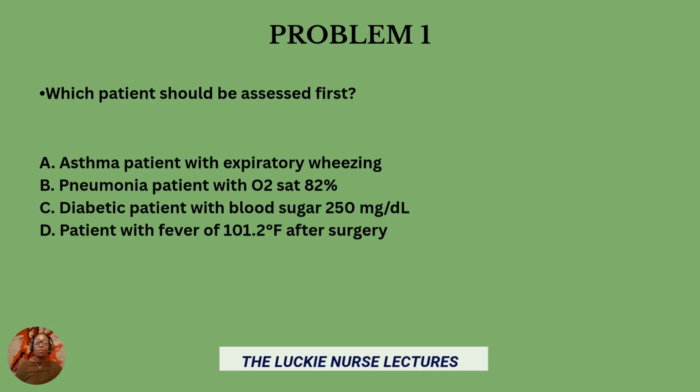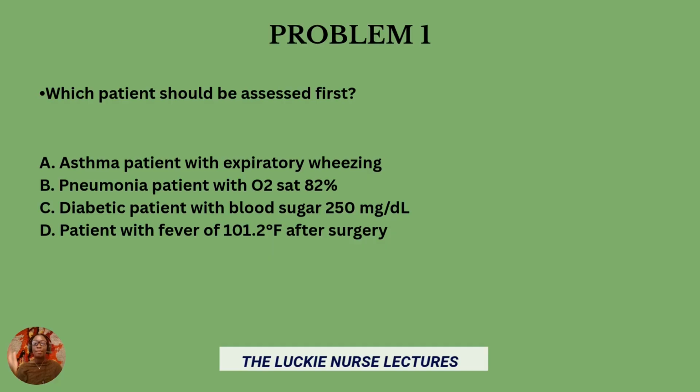Okay, so of these four options, which patient should be addressed first? Is it A, an asthma patient with exacerbatory wheezing, B, a pneumonia patient with O2 saturation of 82%, C, a diabetic patient with a blood sugar of 250, or D, a patient with a fever of 101.2 after surgery?